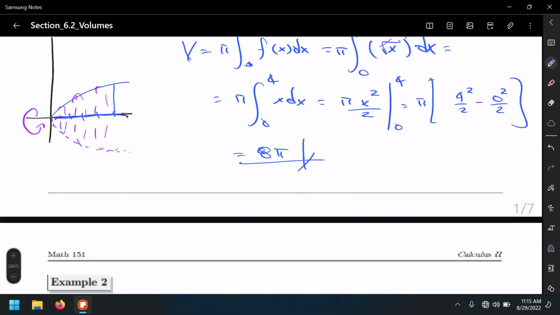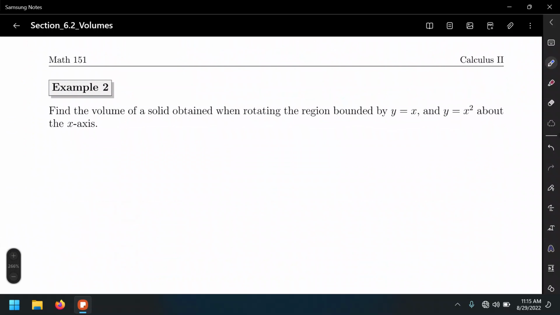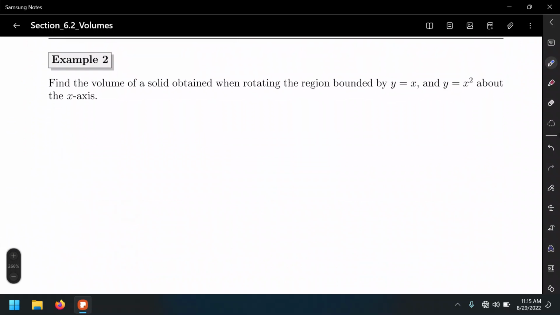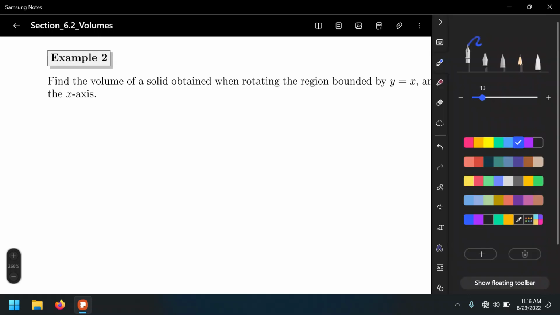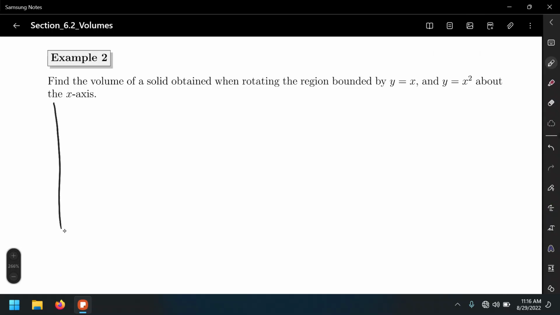So let's look at a second example. So let's see what we have. Find the volume of a solid obtained when rotating the region bounded by y equals x and y equals x squared about the x-axis. And that's all we have this time. This time they're not telling us what the limits of integration are, but I think we already have some practice about that from last time. What would we do in order to find those limits? Set the point of intersection. Point of intersection, right, by setting the two equations equal to each other, right? So that's what we're going to do. But first, sketch the region.